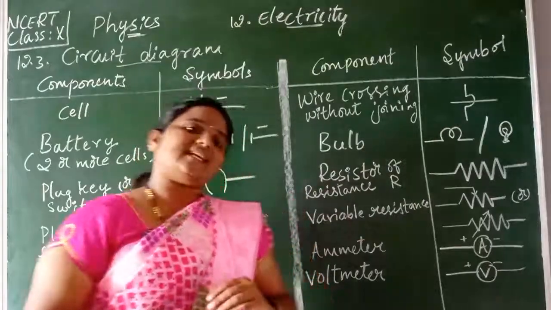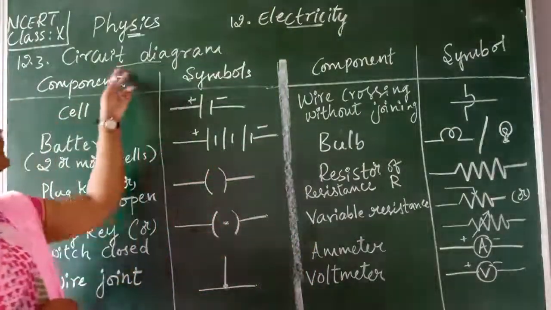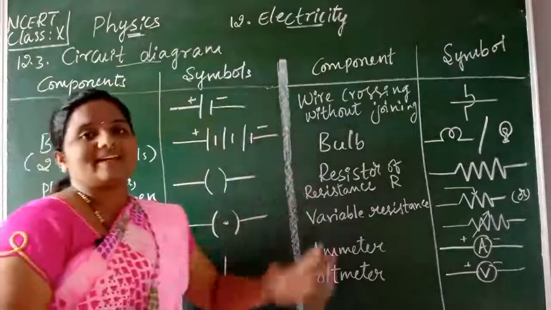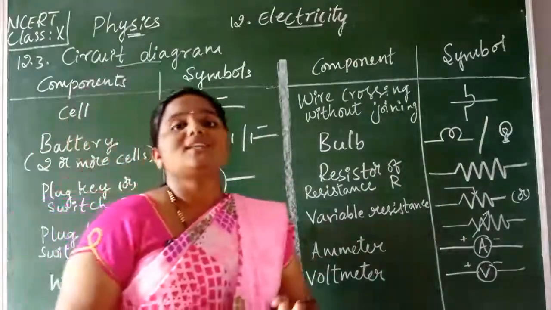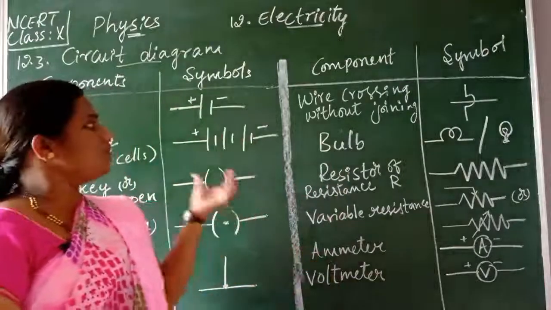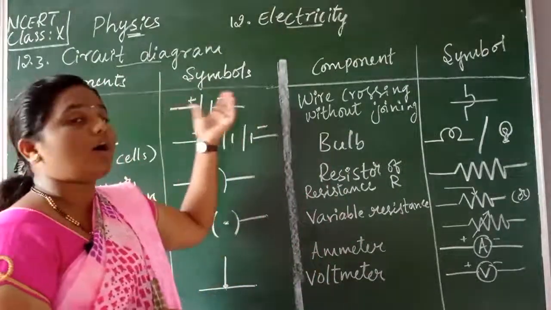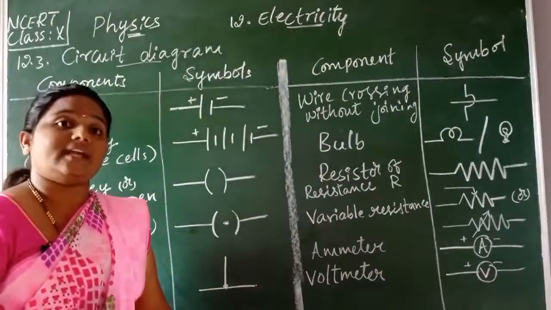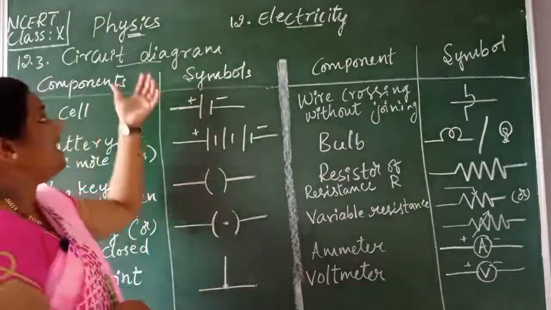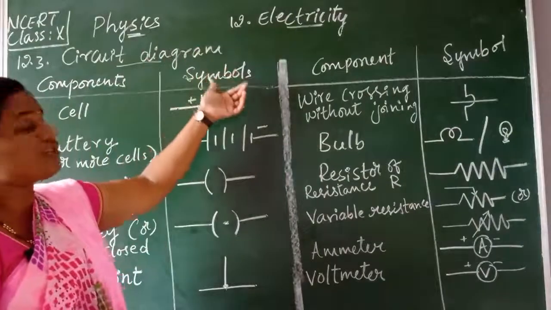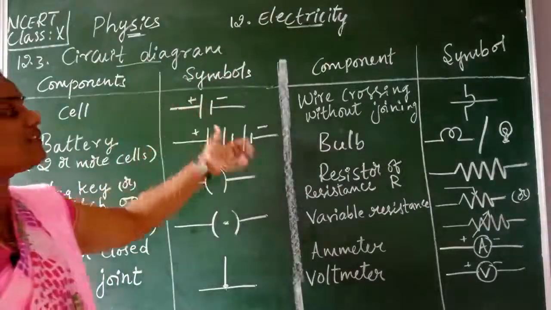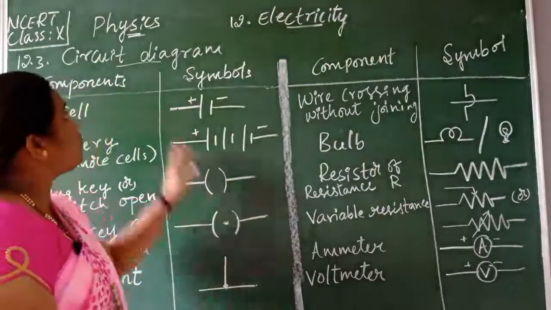In this class we are going to learn about the circuit diagram. Children, in electricity, while drawing the diagrams we use certain symbols for the components. That is called a circuit diagram, a schematic diagram, meaning a representation by symbols of the various components which are used in an electric circuit.